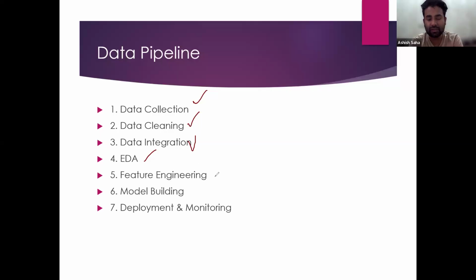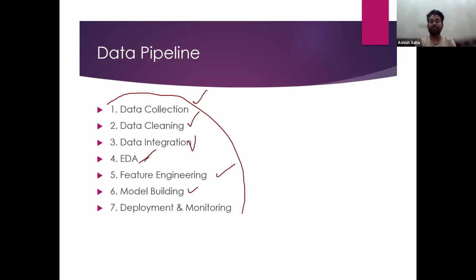Fourth one is EDA. Fifth one is feature engineering. Sixth one is model building. Seventh is deployment and monitoring. So basically in the data pipeline, what we are doing is we collect the data and clean it, and then we integrate it with our AI model steps.